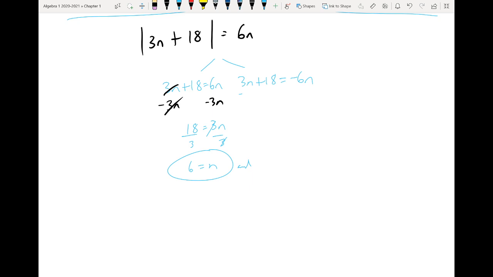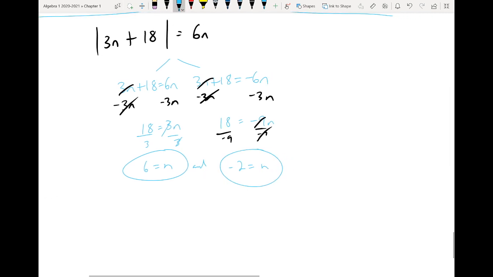And then on the other side, minus 3n. Let's go ahead and do that again. Minus 3n, minus 3n. Those cancel. So I have 18 is equal to negative 9n. And I divide by negative 9 on both sides, right? Get my negative 9's to factor out. And I'm going to have a negative 2 is equal to n.